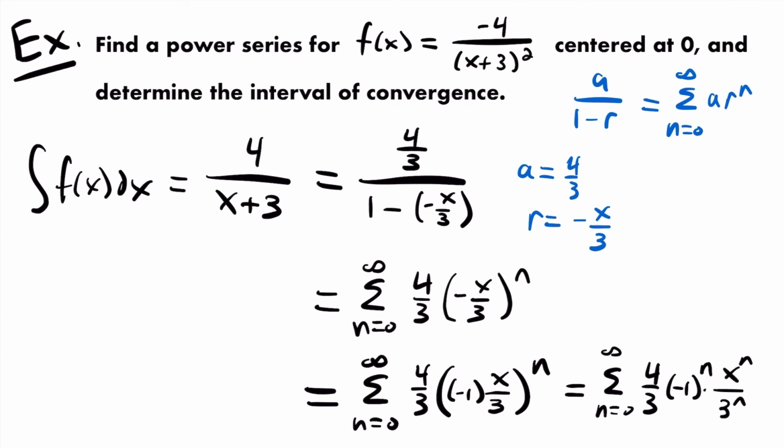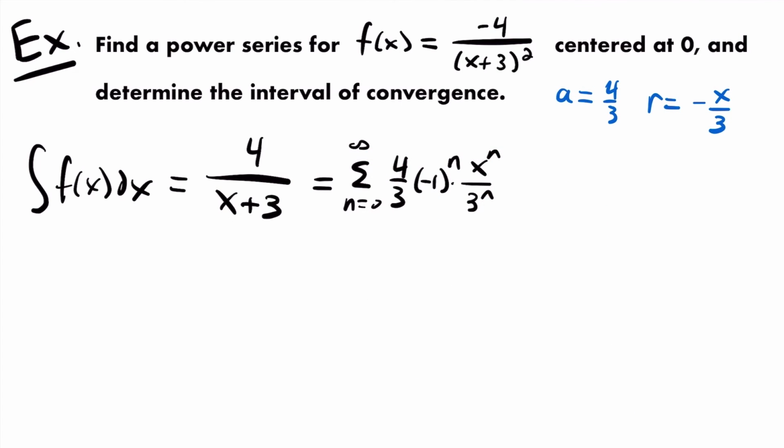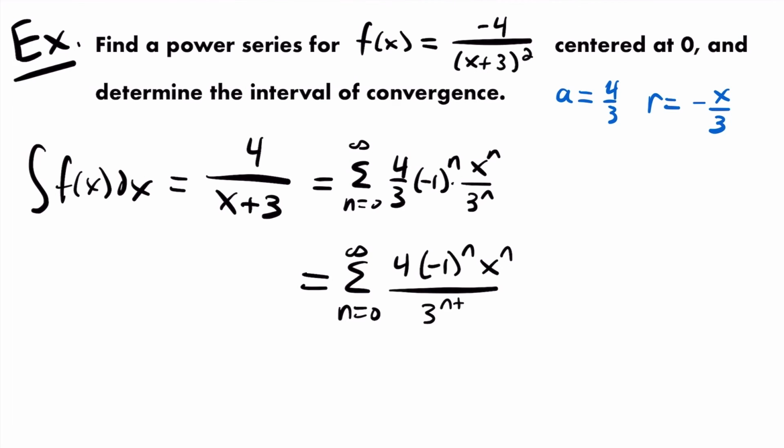Okay, so if I clean up my work, we can simplify this power series further. Notice that we have 3 and 3 to the power of n in these denominators, so we can actually multiply those together and add their exponents. So we'd have 3 to the power of n plus 1, and so this would be equal to the sum from n equals 0 to infinity of 4 times negative 1 to the power of n times x to the power of n divided by 3 to the power of n plus 1. And now we have a series in its simplest form that represents the integral of our function.